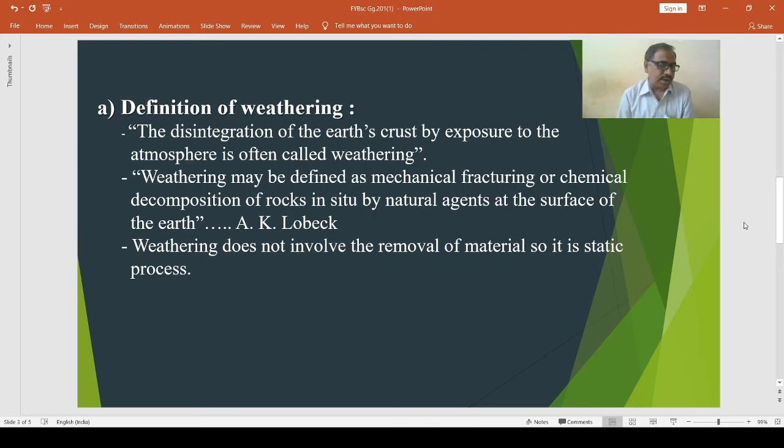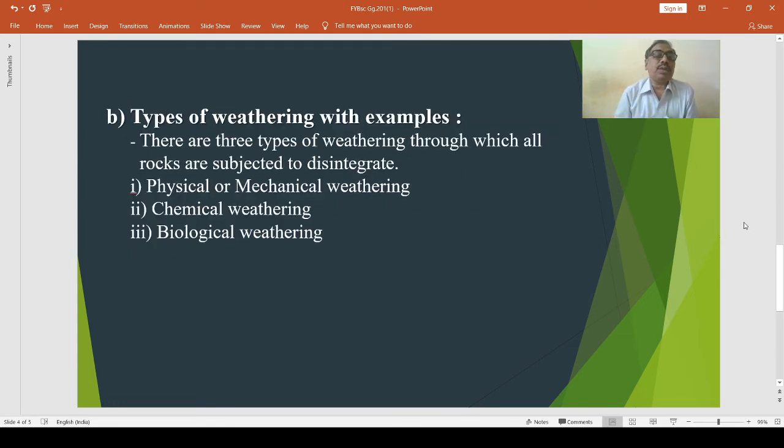Vegetal cover and burrowing animals also affect the degree and nature of weathering. वनस्पतीचं आच्छादन आणि काही बरोइंग ॲनिमल्स जे आहेत, बिळात राहणारे प्राणी, यांचा सुद्धा या ठिकाणी वेदरिंग प्रक्रियेवर फरक पडत असतो. Then types of weathering with the examples.